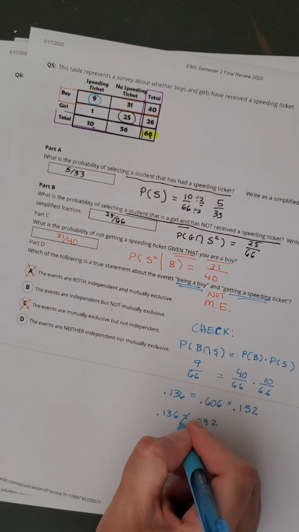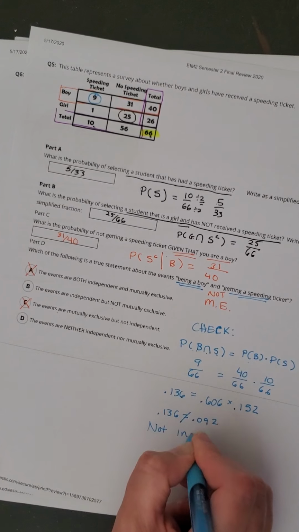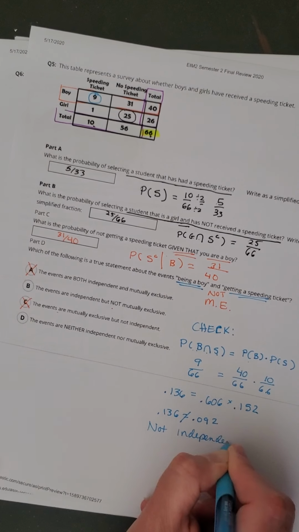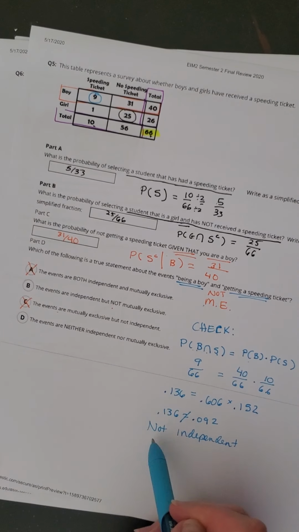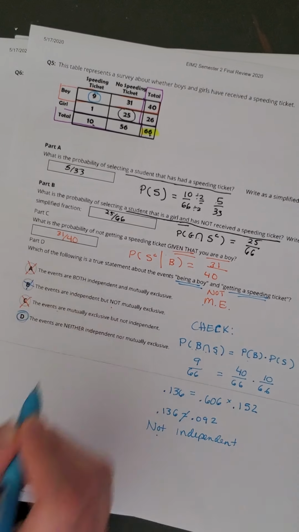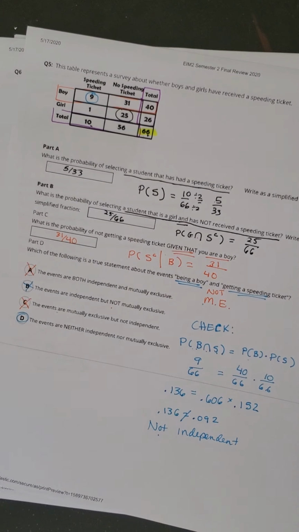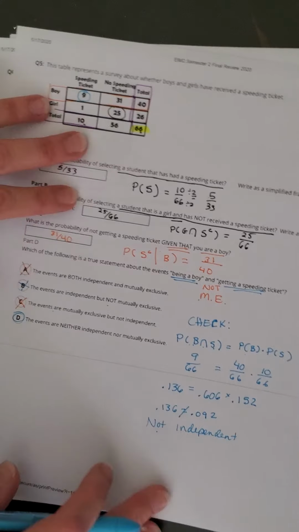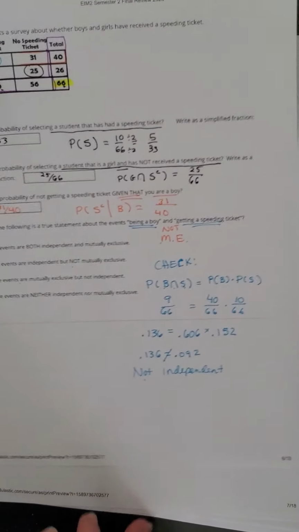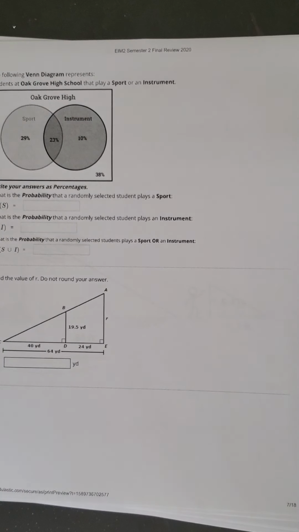If these are not equal, then they are not independent. So they are neither. They're not mutually exclusive, nor are they independent. The answer is D. Now, just because they were not either on the reviews does not mean that will be the case on the test, so you do have to check.